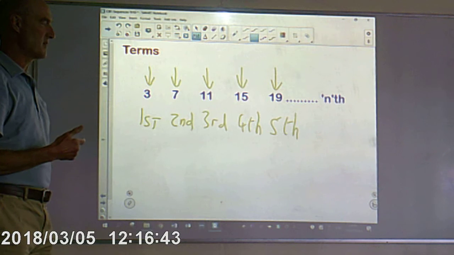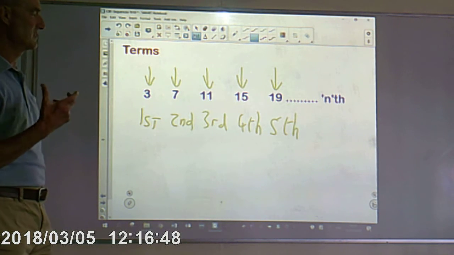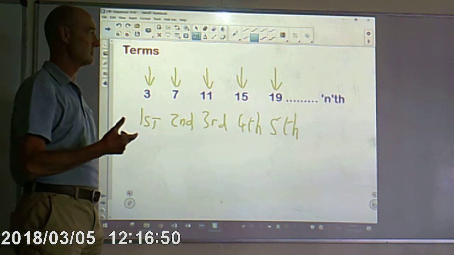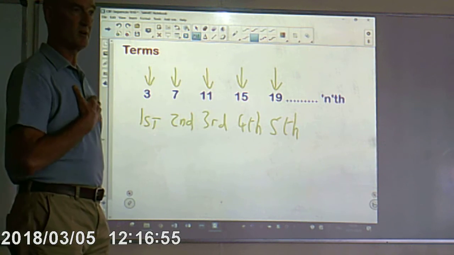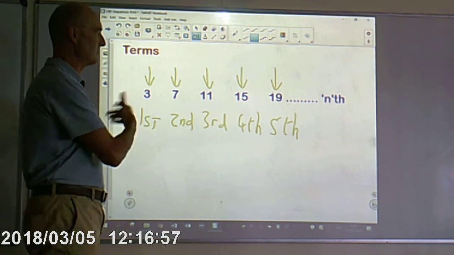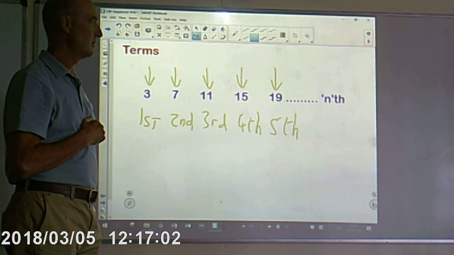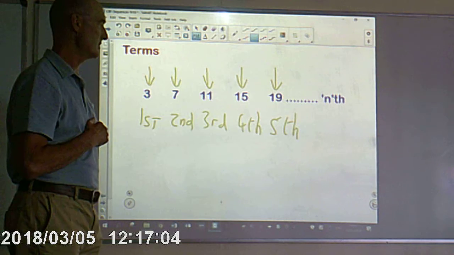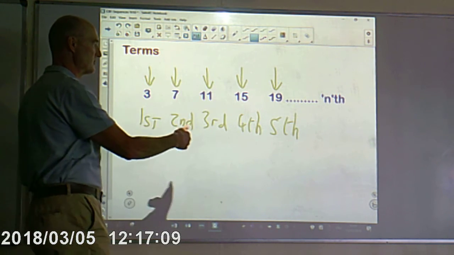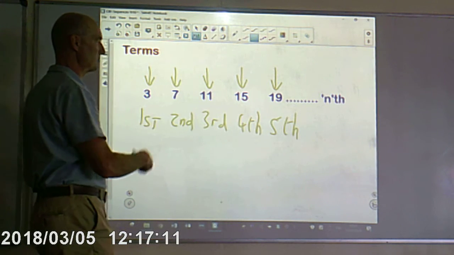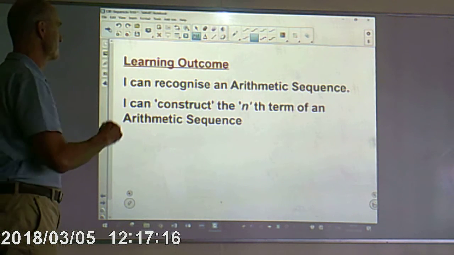And we'll talk a bit more about this later. But one of the things you're going to need to be able to do with arithmetic sequences is you're going to be able to say, right, okay, I know what the 50th term is going to be, I know what the 100th term is going to be, without having to write out the whole sequence to get up to that particular term, that particular number. Okay? So first term, first number in the sequence, second term, second number in the sequence, third term, third number in the sequence, and so on. That's what's meant by term. You must understand that.